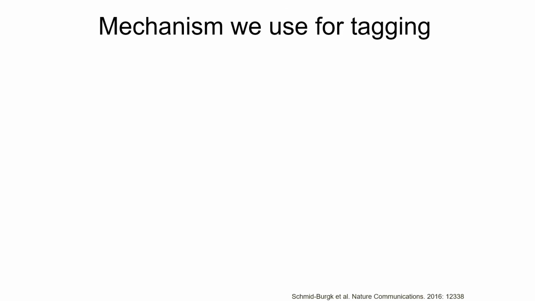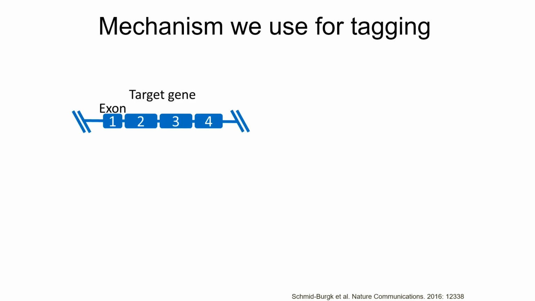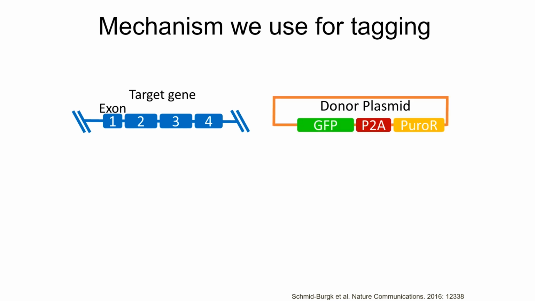So what mechanism do we use for tagging? Our approach is based on a previous publication called CRISP-Paint. And so in CRISP-Paint, what you do is you take your target gene of interest. In this example, it has 4 exons. We want to tag the C-terminus of this gene. We then have a donor plasmid that has, in this case, our tag of interest, GFP. And downstream of the GFP has a puromycin resistance marker.